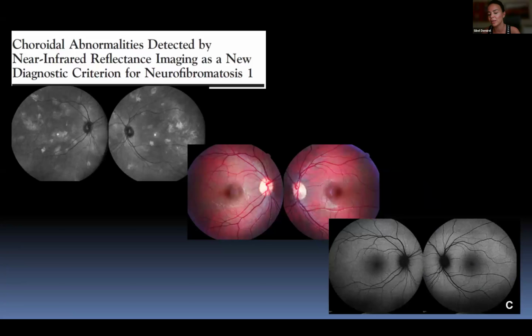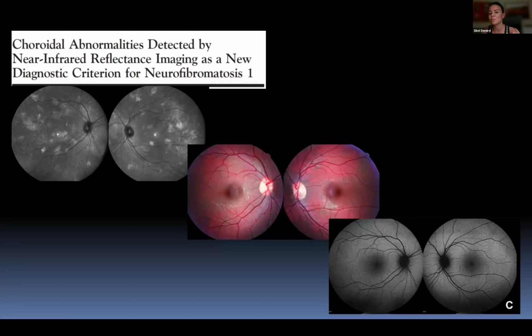And the most interesting part, at least for me, because I have never seen this kind of patient before: according to the recent literature, choroidal abnormalities detected by near-infrared images, like these choroidal nodules, are a new diagnostic criterion for neurofibromatosis 1.